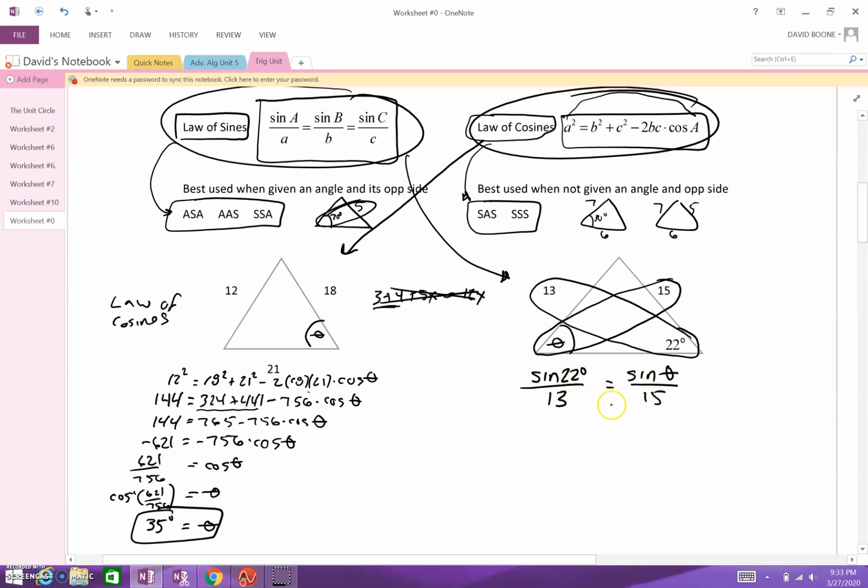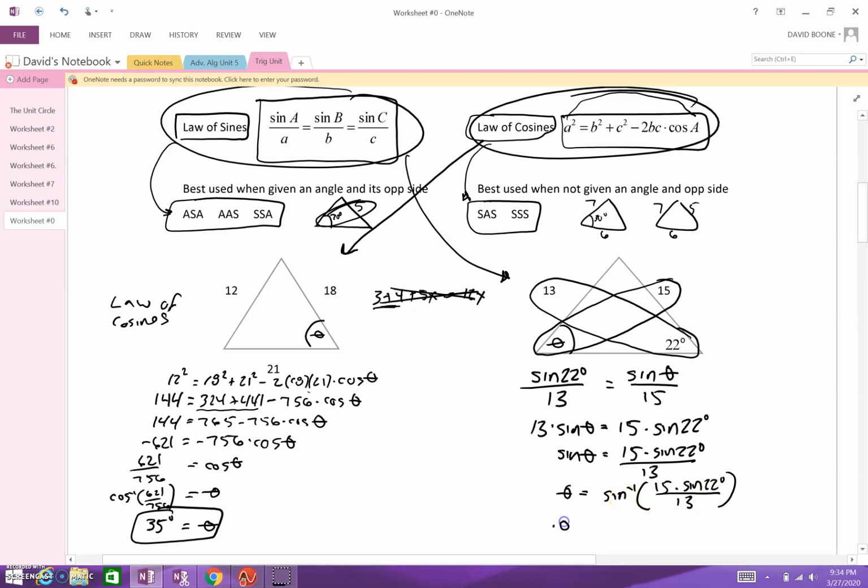And now this is just doing some cross multiplying. So 13 times the sine of theta equals, cross multiply the other way, 15 times the sine of 22 degrees. Divide both sides by 13, so I'd have sine of theta equals 15 times the sine of 22 degrees all over 13. And again, I'm not going to do any math there yet, because now I just have to do the inverse sine to find out what theta is. So I'm going to take the inverse sine of all of this: 15 times the sine of 22 degrees all over 13. And then just type that into my calculator.